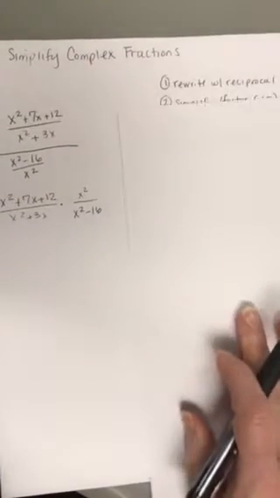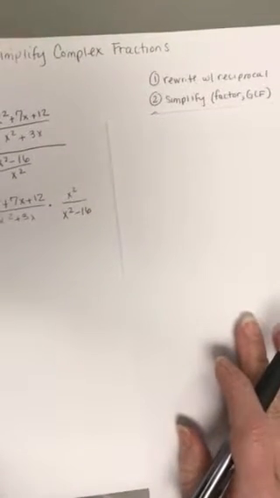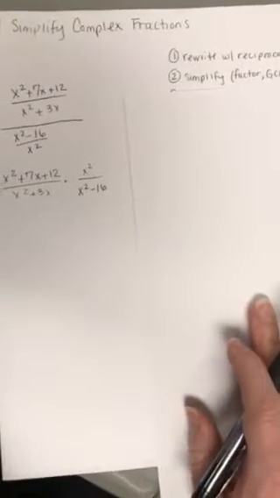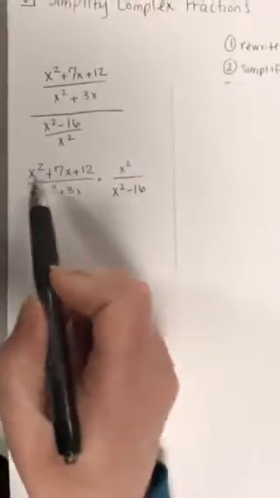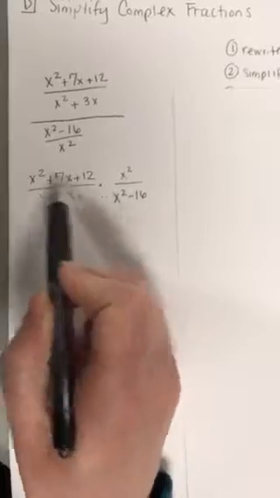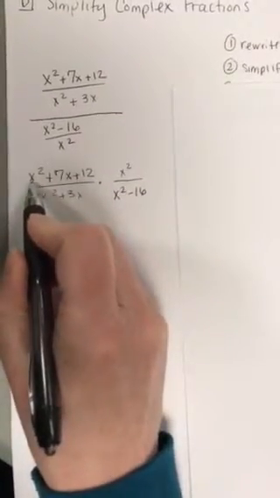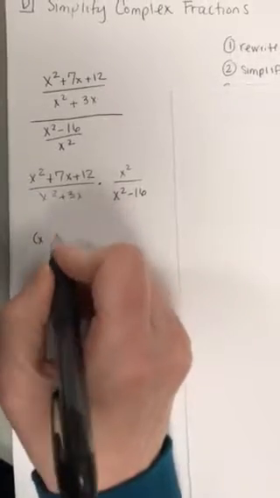The next step is to simplify, and so I'm looking to factor or take out a greatest common factor. So on the numerator of this first part, it's a quadratic. So what I'm going to do is see if I can factor the quadratic. It's an x squared is my leading term. There's no leading coefficient. I don't have to split the middle term.